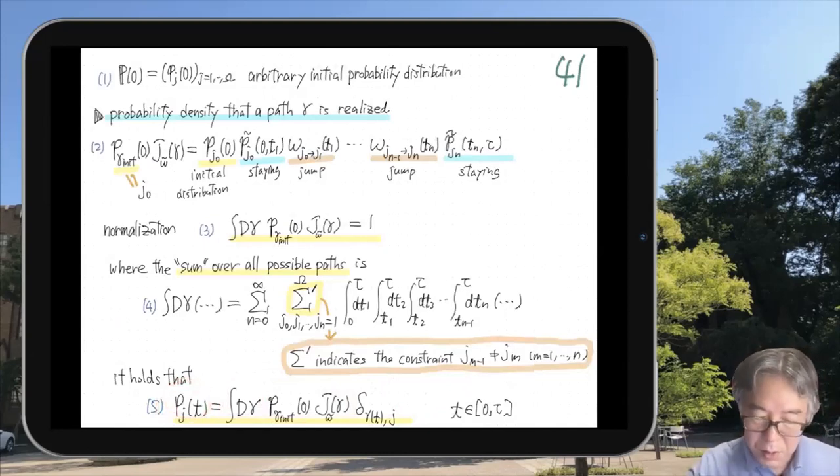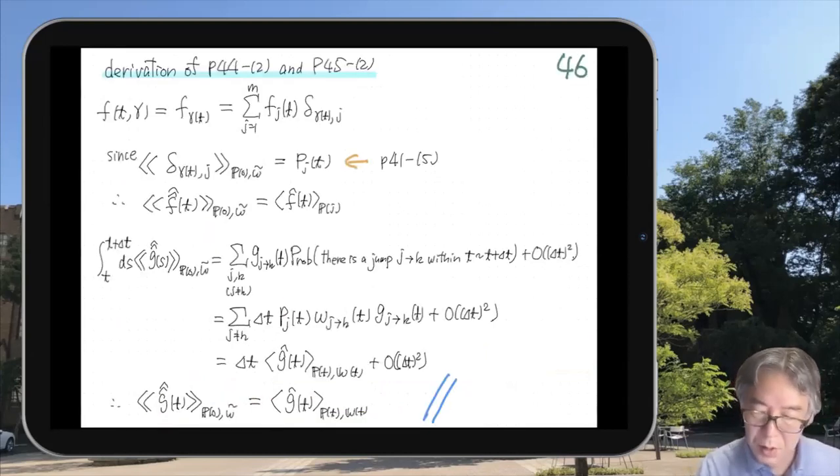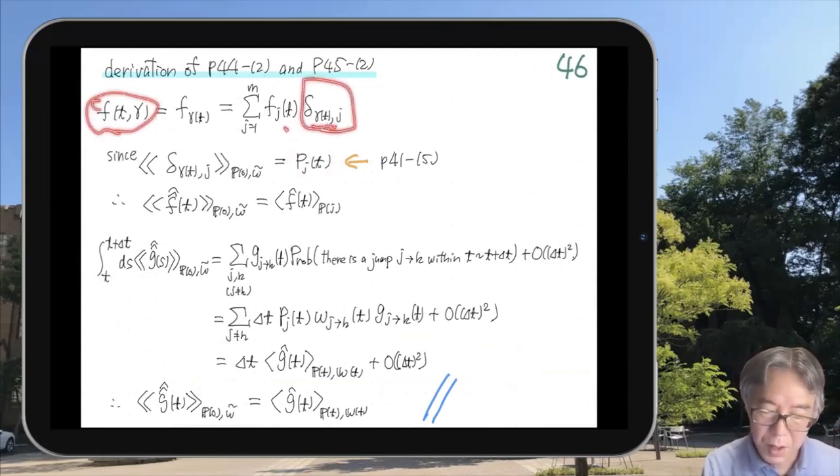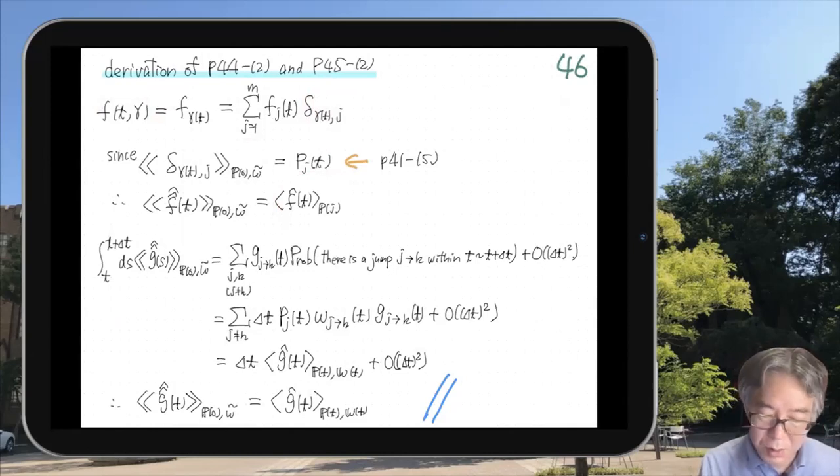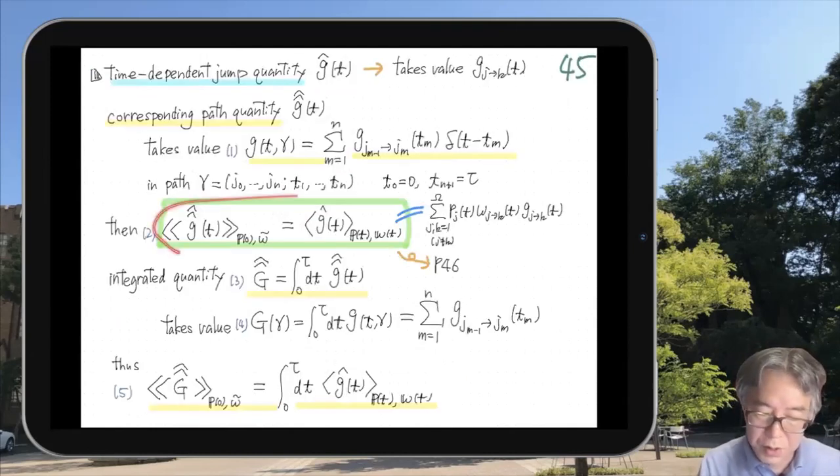Okay, so now we can go back to page 46. Yes. So this is what we have shown, and then we simply take the expectation value of this thing, and then we only have to consider the expectation value of this, and the expectation value of this is PJT, and of course this is simply this average. So we are done.